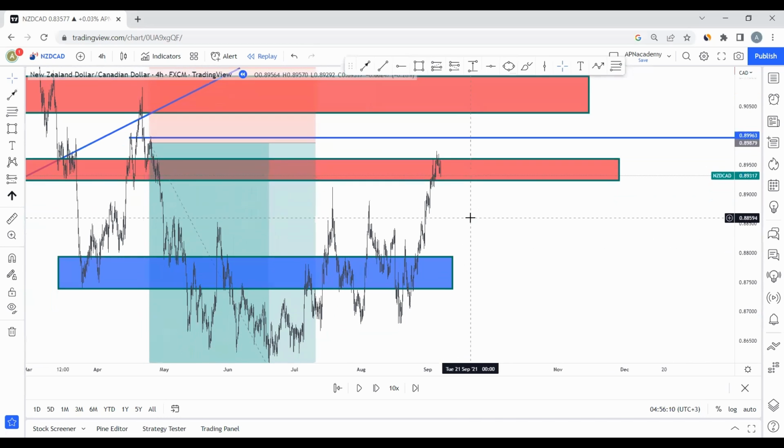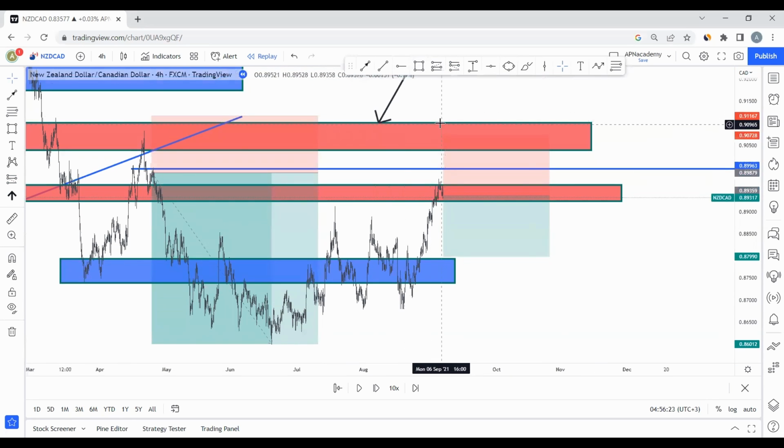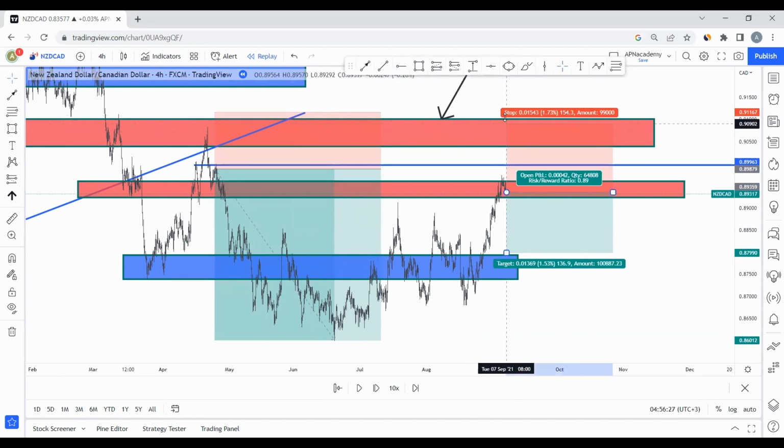Okay, so I'm just going to take my trade because it broke this high here and back to this low here. So I'm going to take my other trade here. I'm just going to take it at the current price. And where's my stop loss going to be? My stop loss is going to be again above this area here. Are we together?